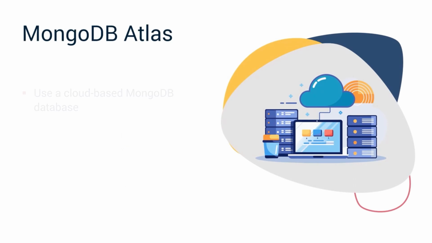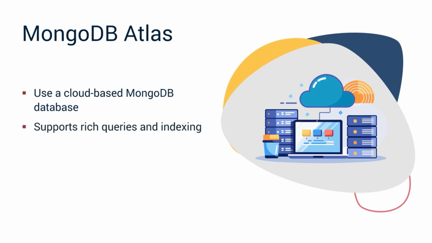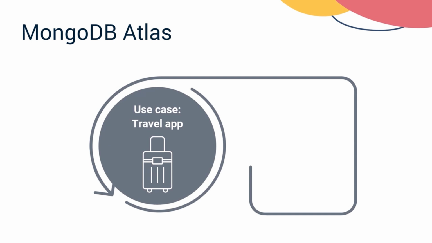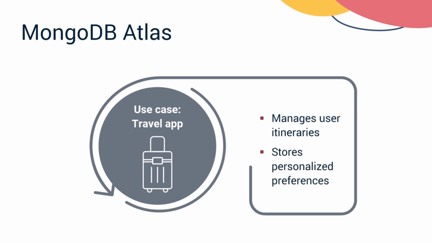MongoDB Atlas is a cloud-based version of the popular MongoDB database. It supports rich queries and indexing, making it ideal for applications requiring complex data handling. Its flexible schema allows you to store diverse data types with ease. In a travel planning app, MongoDB Atlas manages user itineraries and preferences, providing a flexible way to handle personalized travel data.